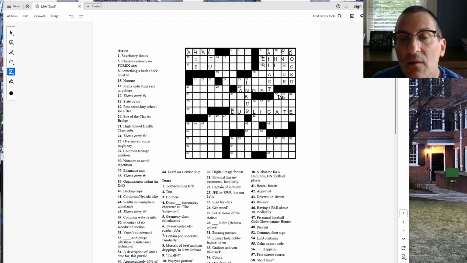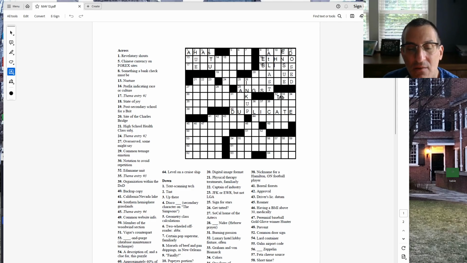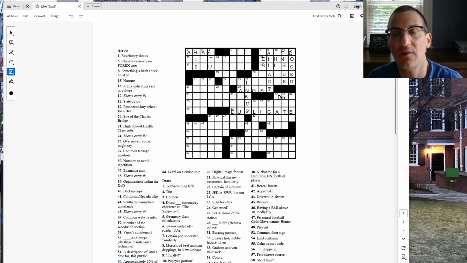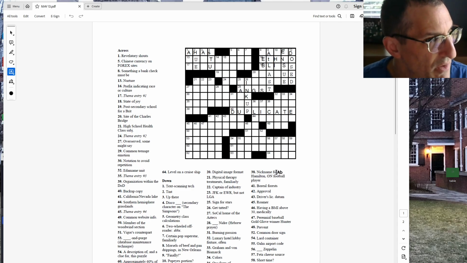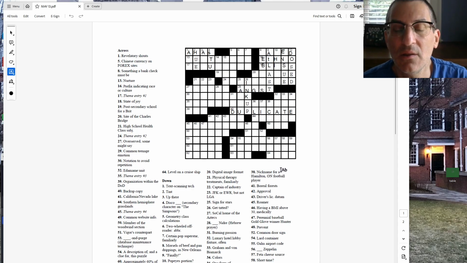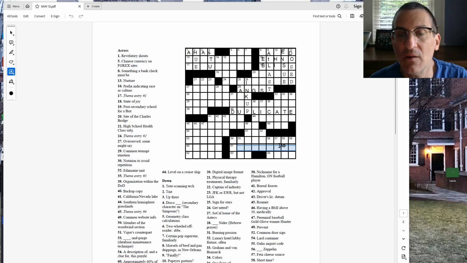Edamame unit. Those are soybeans, and you eat, it's not a pod, I guess a pea, but they're beans, aren't they? Luxury hotel lobby fixture. Nickname for a Hamilton, Ontario football player. That's a Canadian Football League, and that's not the Argos. So I don't remember the name of that team. It might be something cat. Common website information, maybe a telephone number.